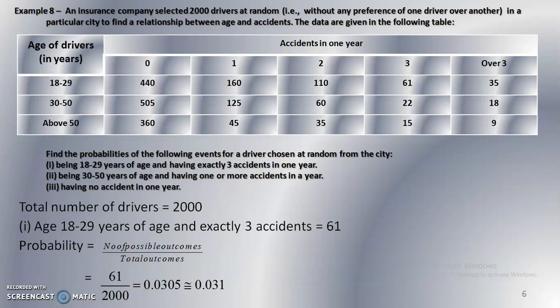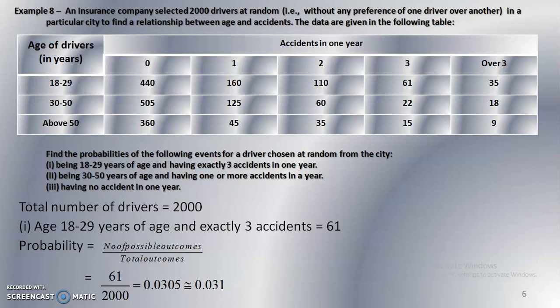It's example 8 from your textbook. An insurance company selected 2000 drivers at random. So the total number of drivers equals 2000, without any preference of any driver over another in a particular city, to find a relationship between age and accidents. Here the data is based on the age of drivers as well as accidents in 1 year. The data are given in the following table.